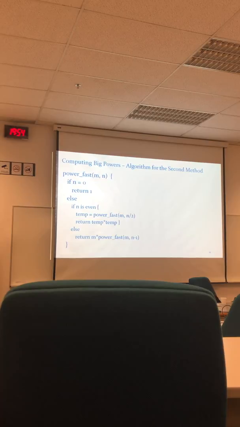Okay, and this is also the use of reduce and conquer. That means we solve the problem of computing m to the power n. In this case, we want to solve it faster. So we reduce the size of the problem to a larger extent, reduce by half, for every alternate case.